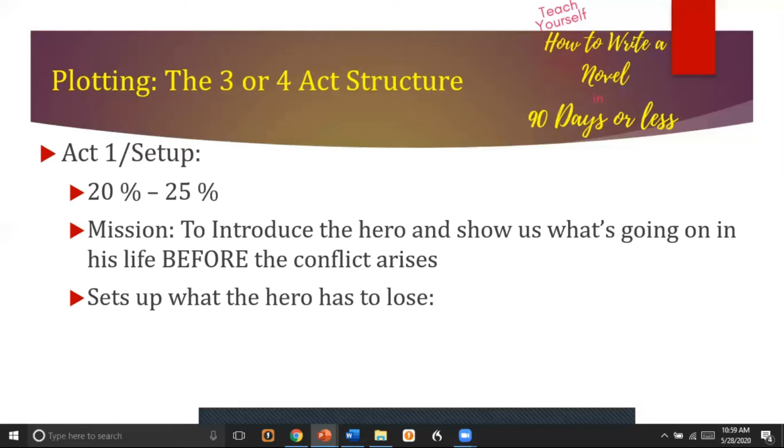It also corresponds with, in the 9 plot points, the world before. And a little bit with the intro to conflict, which is just him receiving information that's a little bit new to him, right? But you're basically setting up, what does the hero have to lose? So we're going to see his life, his relationships, his home, his reputation, his friends. These are things that he has to lose and that the conflict might threaten.